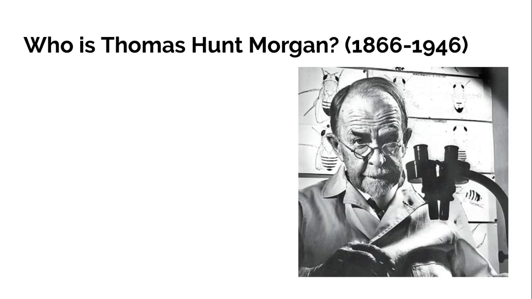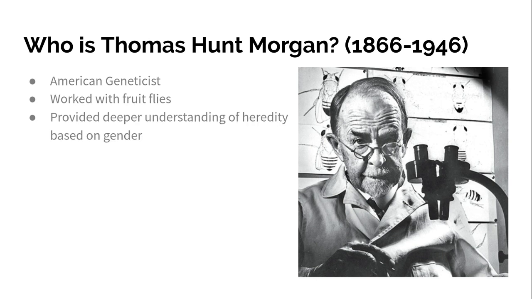So where did this start from? This is Thomas Hunt Morgan, sorry. He was an American geneticist and he worked with fruit flies. Now, if you know me well, you know I absolutely despise fruit flies. Go to the genetics course in college and you'll understand why. So what he did, though, was to provide a very deep understanding of heredity based on gender, so male and female.